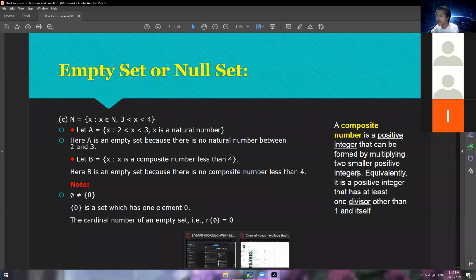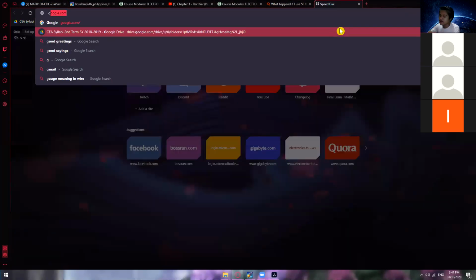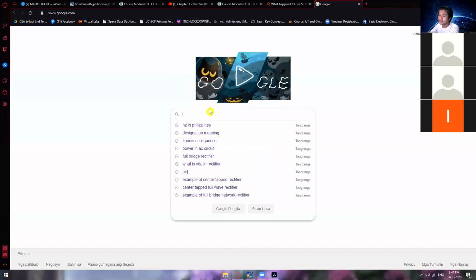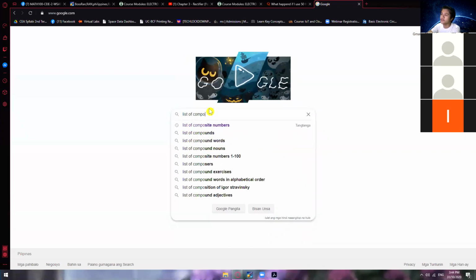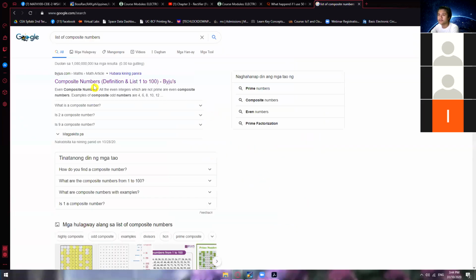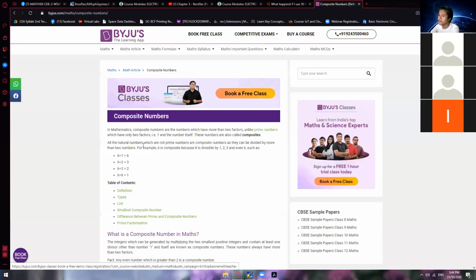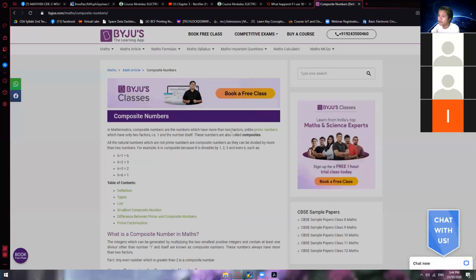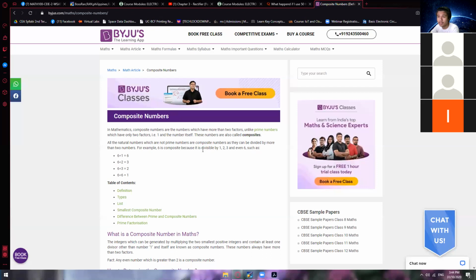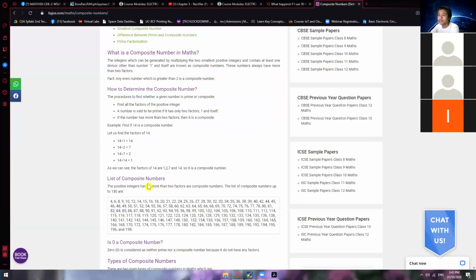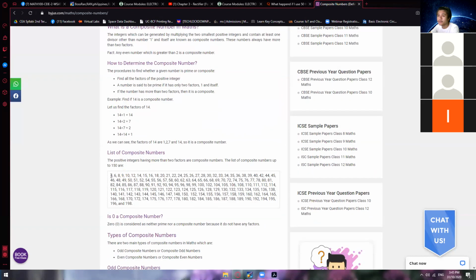Okay, so para hindi kayo mahirapan, okay, you can always ask Mr. Google. So, search natin. List of composite numbers. Pero bago nyo gawin to, before getting the list of composite numbers, so you should learn kung ano ba talaga yung pinaka-main meaning or pinaka-main definition kung bakit nasabi siya na composite number. So meron tayo dito 4. Oops, kasama pa lang 4.